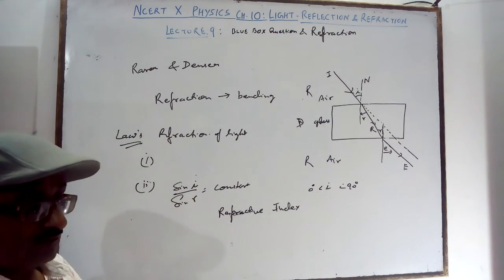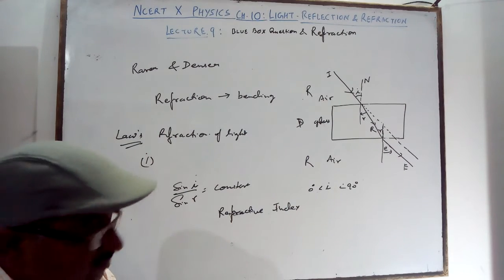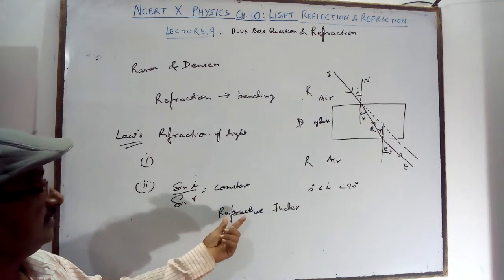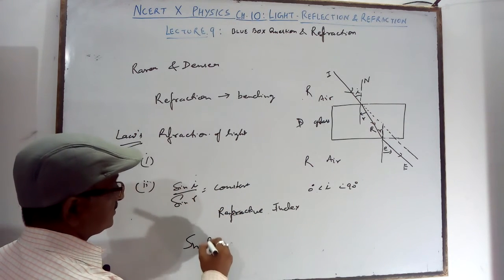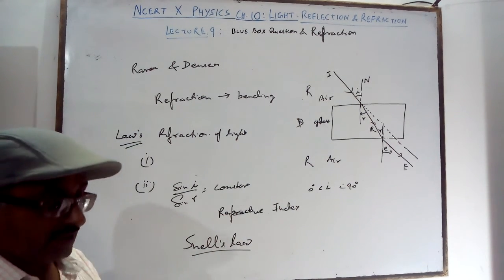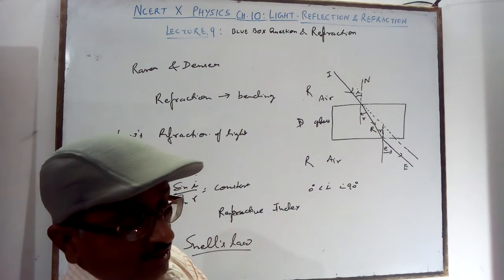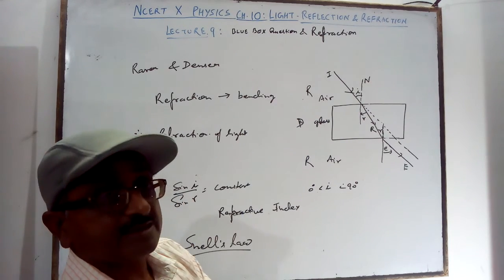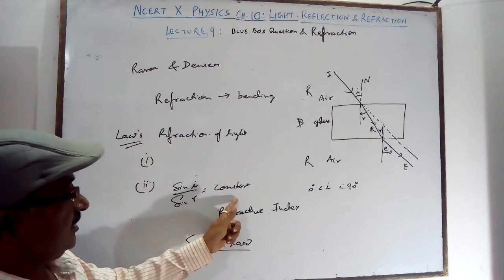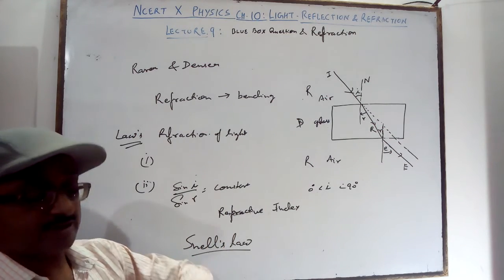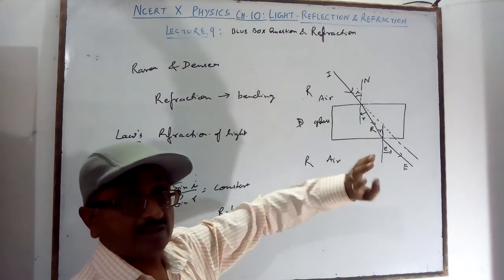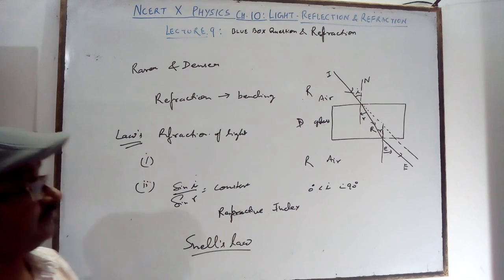Snell gave a very important law, and it is known as Snell's law, which is also given in your book. The ratio of the sine of the angle of incidence to the sine of the angle of refraction is always constant, which is known as the refractive index. It is different for different media, not the same for all.